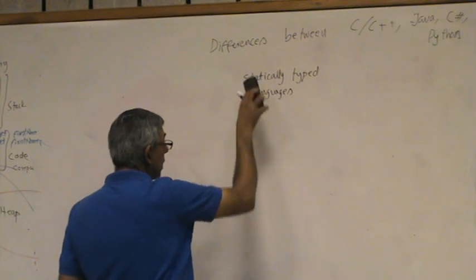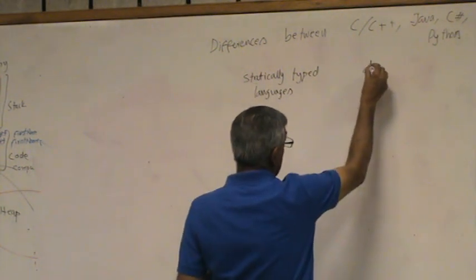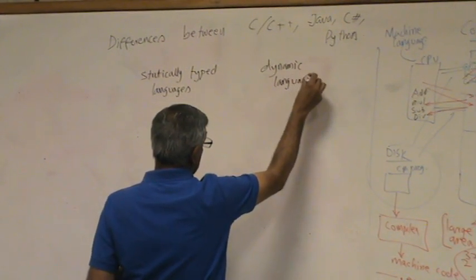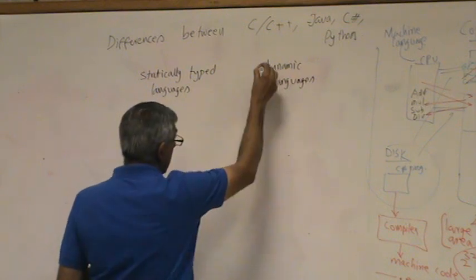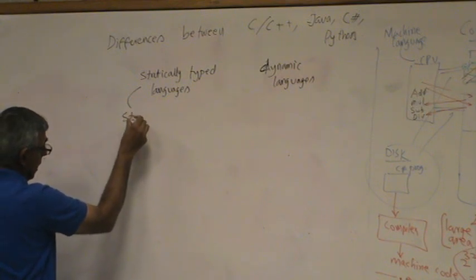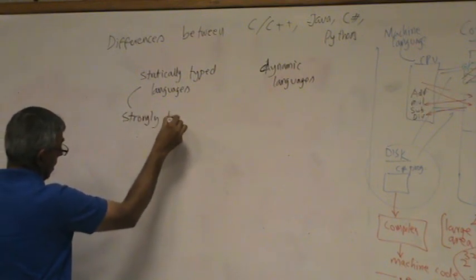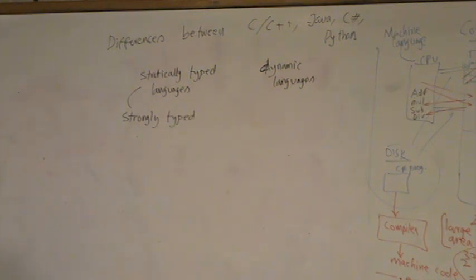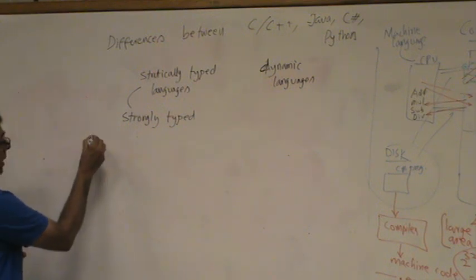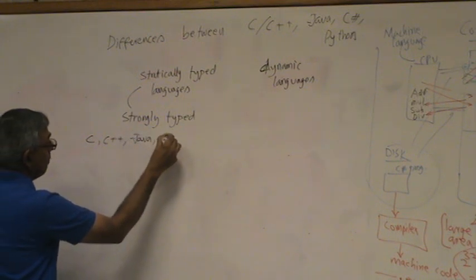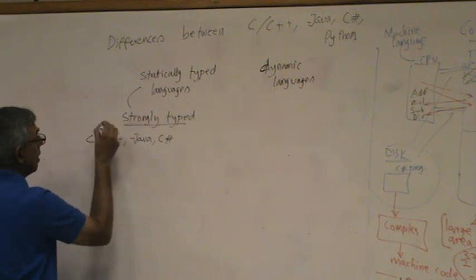So statically typed languages. And we have what are called dynamic languages. Sometimes we also call these strongly typed. And we call the other category weakly typed or dynamic data types. So C, C++, Java, C# follow in this category of strongly typed languages.